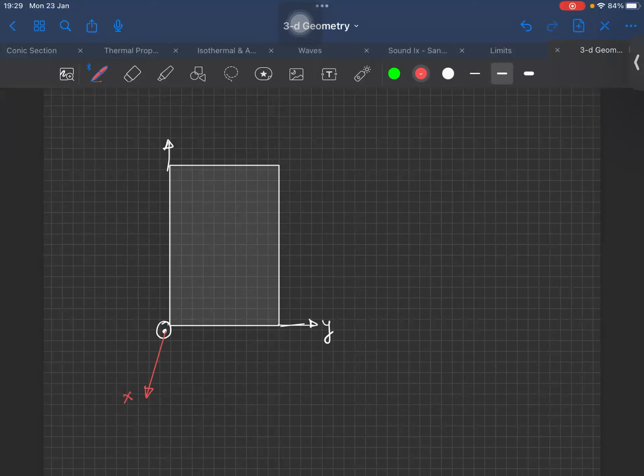So you can also write it here. That means X is coming out of the screen, positive X, right? That's why, when we are writing, the YZ plane is also called the X plane, because X is perpendicular to YZ.